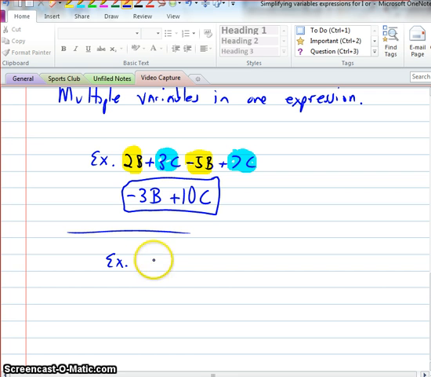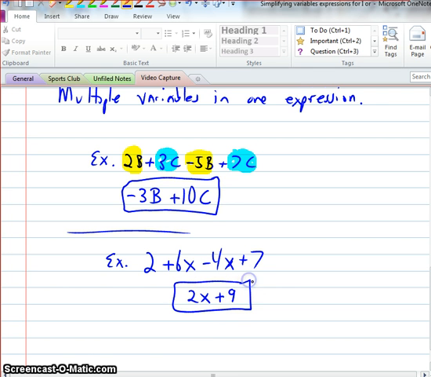Another example of something very similar is 2 plus 6x minus 4x plus 7. And I think now, after doing the first example, everybody sees, okay, 6x minus 4x must be 2x, and let's put the 2 and the 7 together to make 9. And those two, this one has an x, this one has a 9, they can't be combined together.